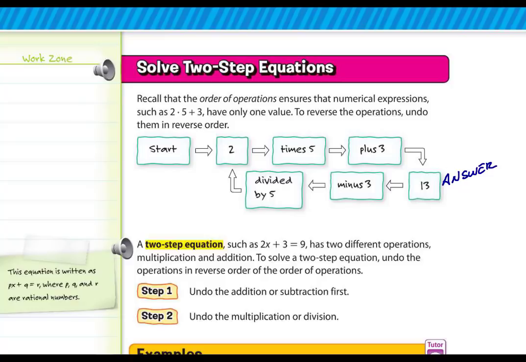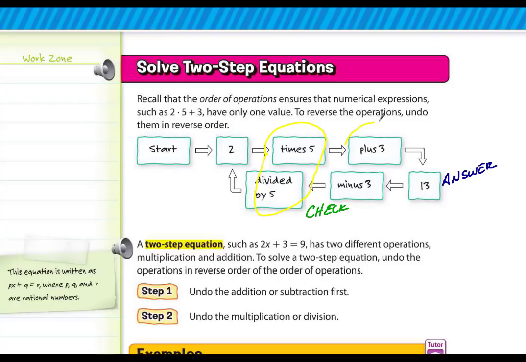And these next 2 steps are the check. So if I want to check, notice I'm working backwards from my answer. I'm subtracting the 3. That's the opposite of adding 3 right here. That's canceling that out. Then I'm dividing by 5. That dividing by 5 is canceling the times 5 out.